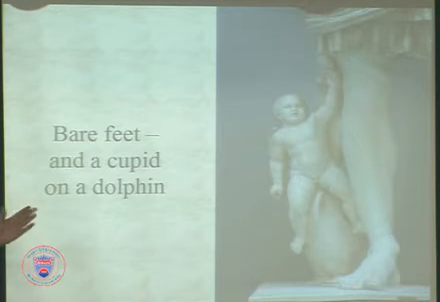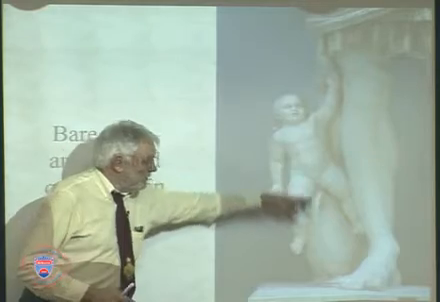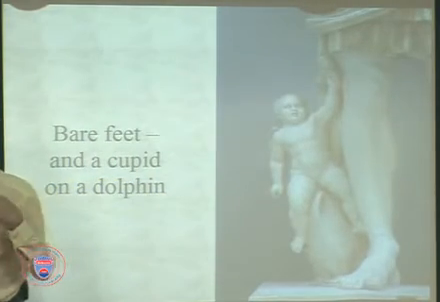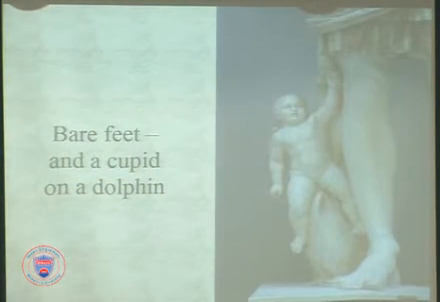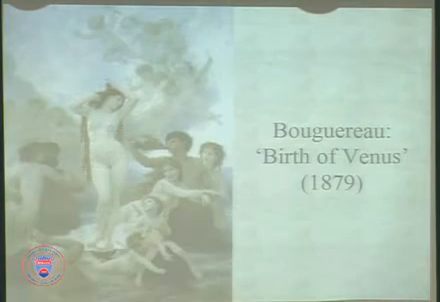We can't be certain. The Cupid on the dolphin, though, must certainly be a reference to this being a descendant of Aeneas, whose mother was Venus. Venus, and I thought I'd put on a little bit of semi-porn from the 19th century.